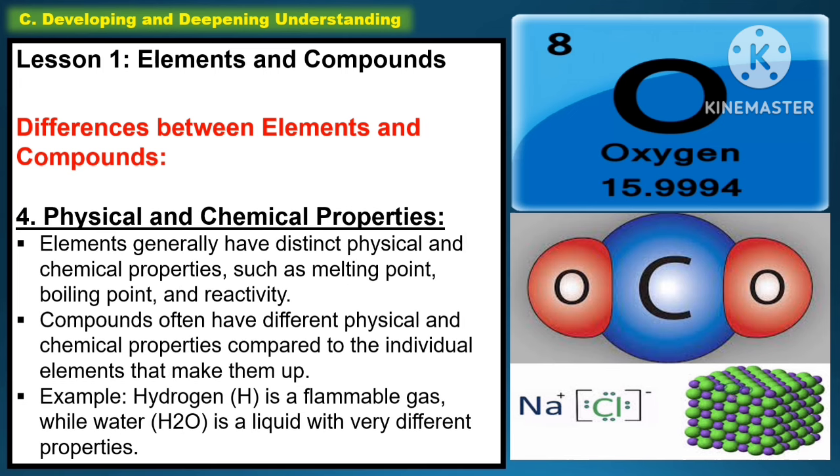Another difference between elements and compounds is the physical and chemical properties. Elements generally have distinct physical and chemical properties such as melting point, boiling point, and reactivity, while compounds often have different physical and chemical properties compared to the individual elements that make them up. Example, hydrogen is a flammable gas, while water is a liquid with very different properties.